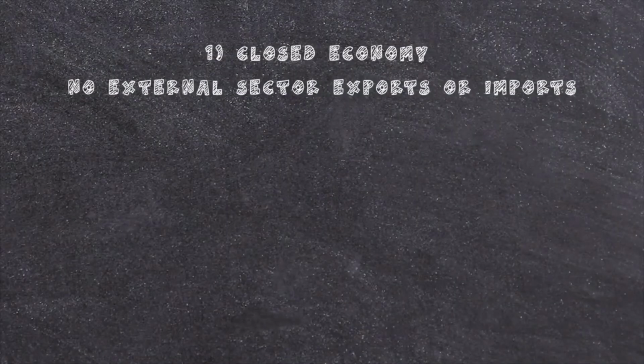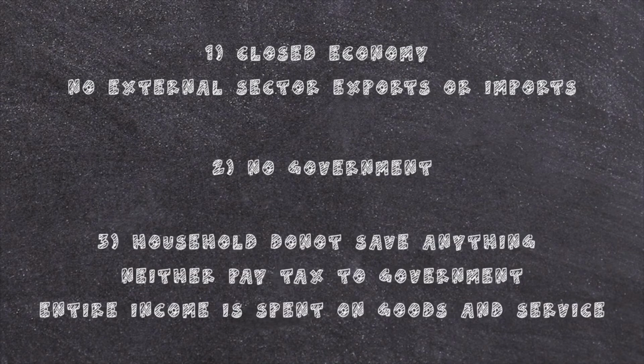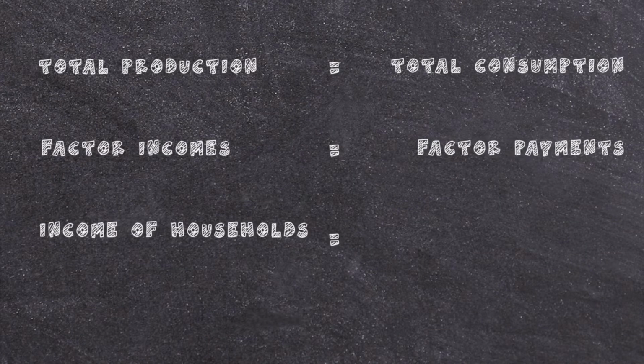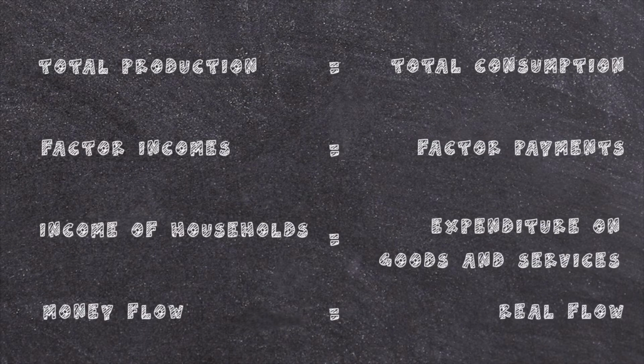There are certain assumptions to the circular flow of income. They are: first, it is a closed economy, that is, no external sector exports or imports. Second, there is no government in the economy. And third, households do not save anything, nor do they pay tax to the government. They spend their entire income in the purchase of goods and services. Also, total production equals total consumption. Factor payments equal factor incomes. Income of household equals expenditure on goods and services. Money flows equal real flows.